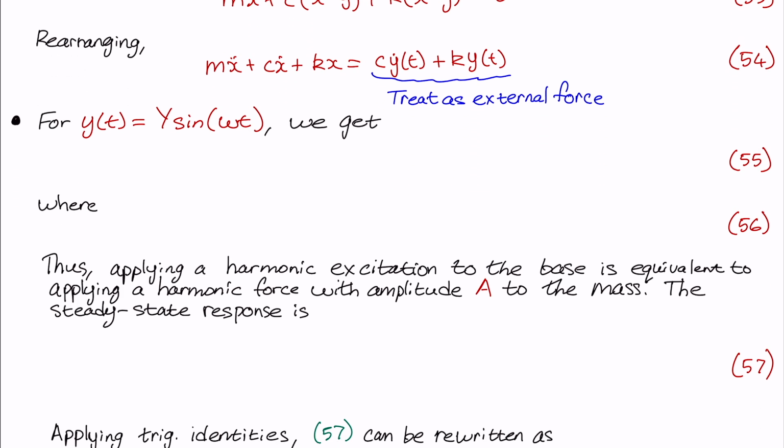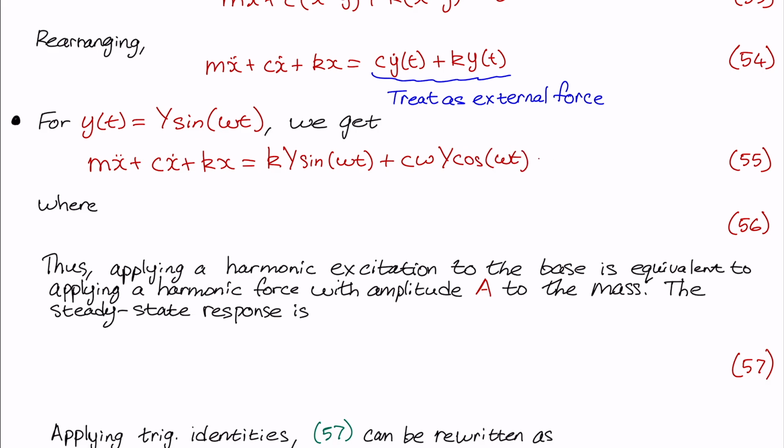Okay, so we're then going to say that y of t is equal to big Y times the sine of omega t. So we now have a harmonic forcing. And given this, we'll get that m x double dot plus c x dot plus k x is equal to k big Y sine omega t plus c omega big Y cosine omega t.